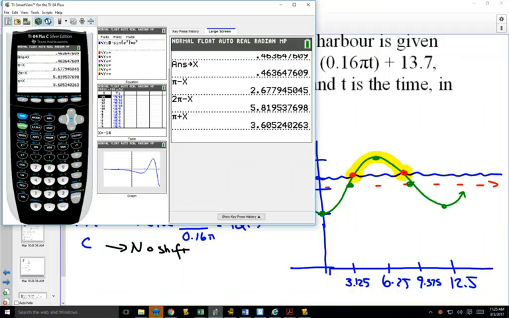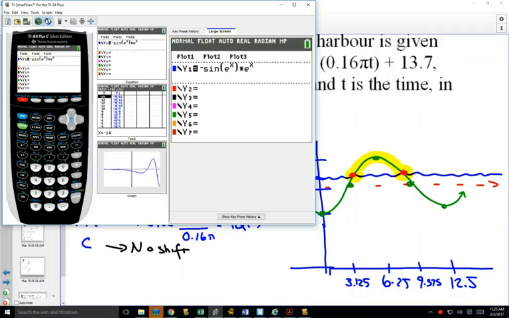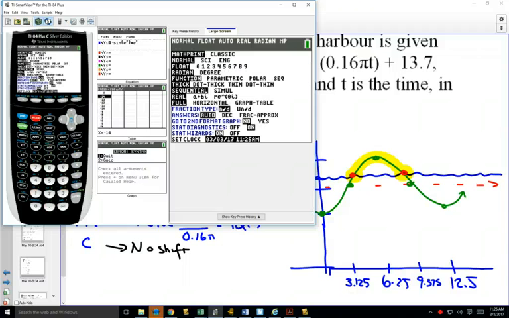So I'm going to go to y equals. I am going to type this in, so I have negative 4.5. Notice it's a negative, so make sure you use the negative sign and not the subtract sign. Cos 0.16 pi, and then our equation has a t. Your graphing calculator only has an x, so if you put x in, plus 13.7. I'm going to hit my mode button just to make sure that I'm in radians, and I am.